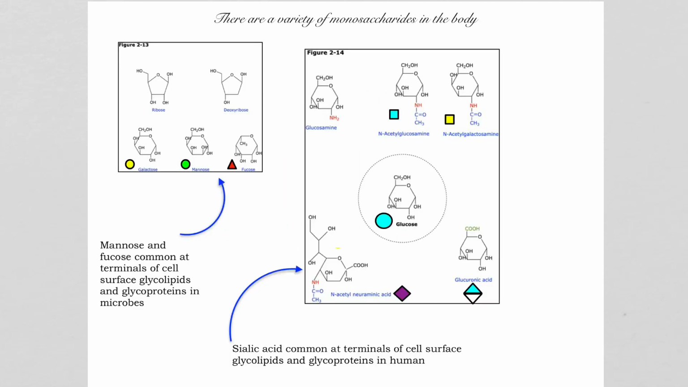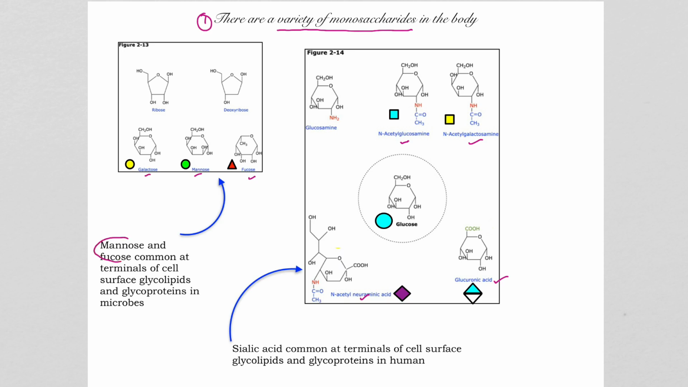So to answer the question, what makes these carbohydrates wonderful identification molecules? The first reason is there are many, many different types of monosaccharides in the body. Here are a few examples: galactose, mannose, fucose, modified carbohydrates, N-acetylglucosamine, N-acetylgalactosamine, N-acetylneuraminic acid, also called sialic acid, glucuronic acid, and so on. Many, many different types of monosaccharides.